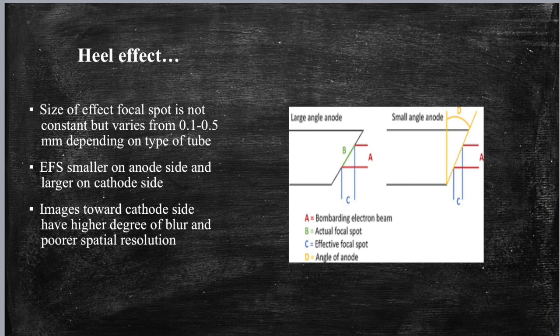Because of the differences in sizes, focal spot blur can be seen differently throughout the image. The anatomy position under the cathode side will have a greater amount of blur and therefore poorer spatial resolution. So, in order to reduce focal spot blur, it's optimal to have a small target angle with a long focal spot and object distance.